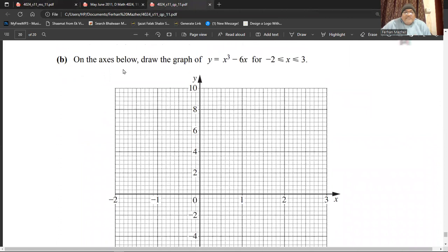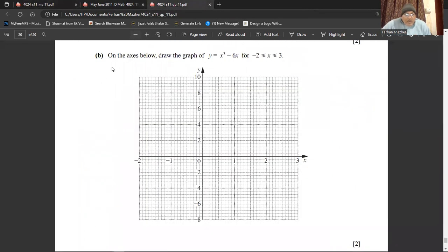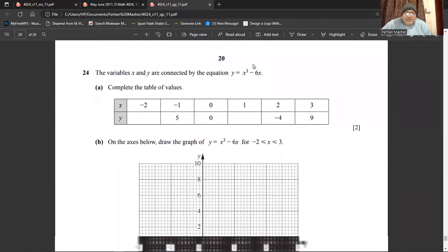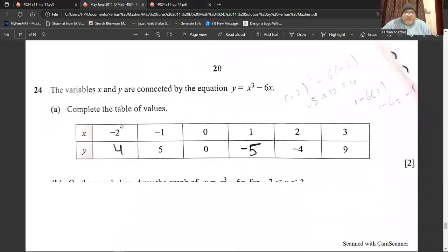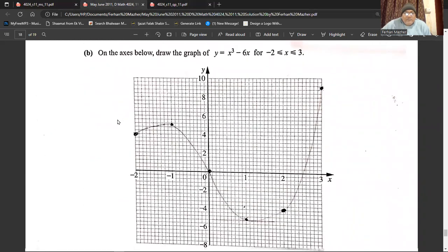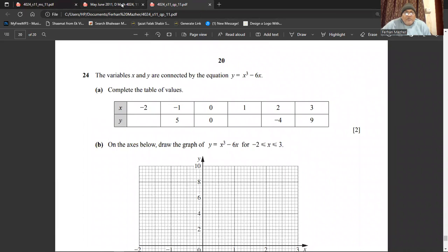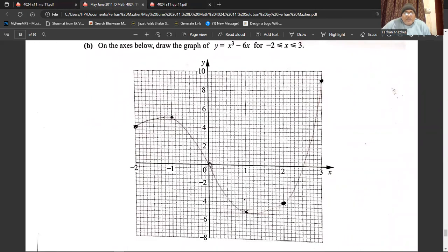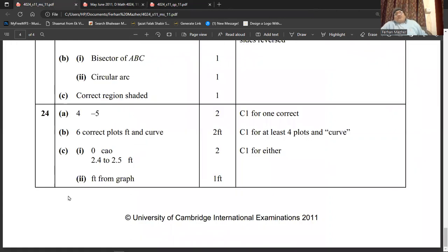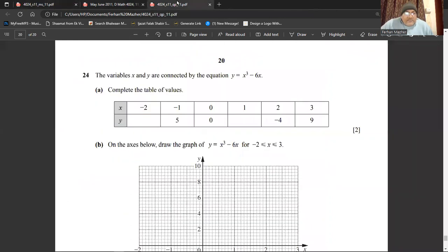Then on the axis below, he says, on the axis below, draw the graph of this from -2 to 3. Okay. So this is the axis already. So what I will do, I will take this table and I will plot the points. This point, this point, and this point, this point, this point, and this point. Then I will join them with the curve. Remember, this is the curve which shows that the graph is a cubic. Okay, so yeah, our answer is right.